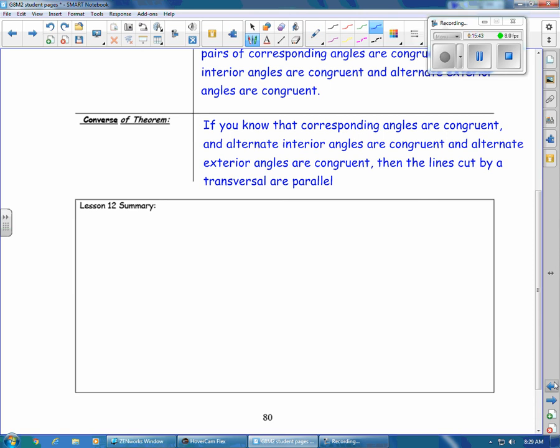So again, it's a lot of vocabulary, but it's kind of logical if you remember your rigid motions.